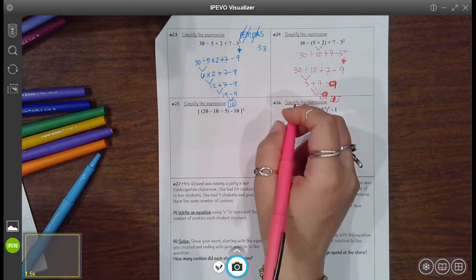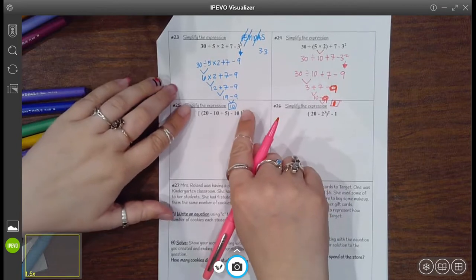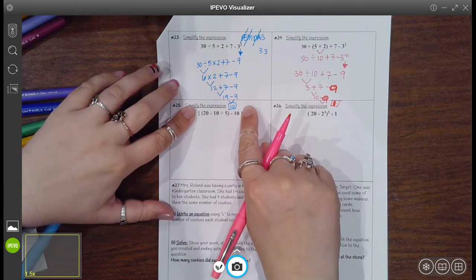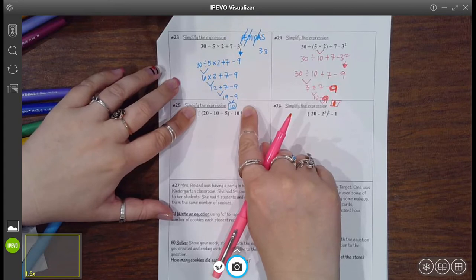All right, for our next one, inside of your brackets, okay, because that's like a form of parentheses, I want to focus on that first. And then within the brackets, order of operations still apply.